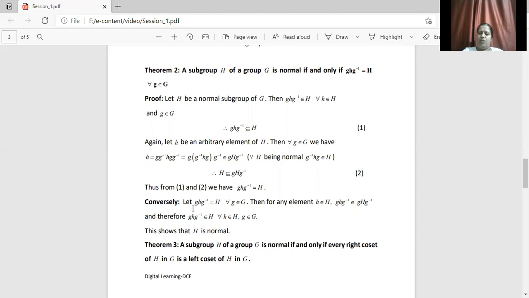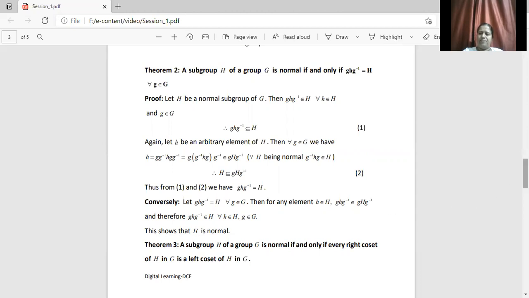Here, in the converse, we have taken ghg inverse belongs to H, and then we have to show H is a normal subgroup. When ghg inverse belongs to H, when we consider h as the element, we can say ghg inverse is in gHg inverse, and therefore ghg inverse belongs to H for every h in H and g in G. Hence, we can say that H is a normal subgroup.